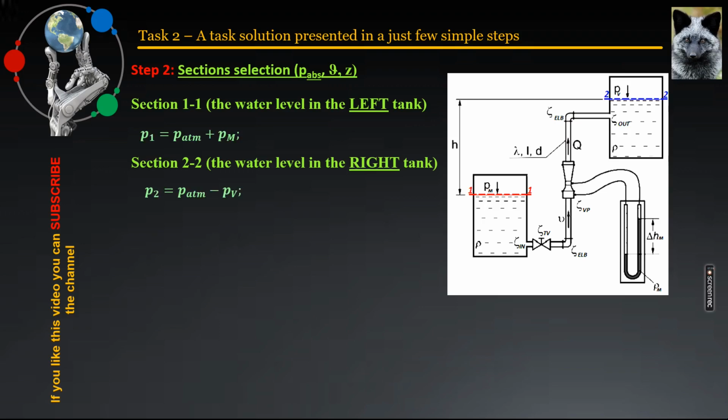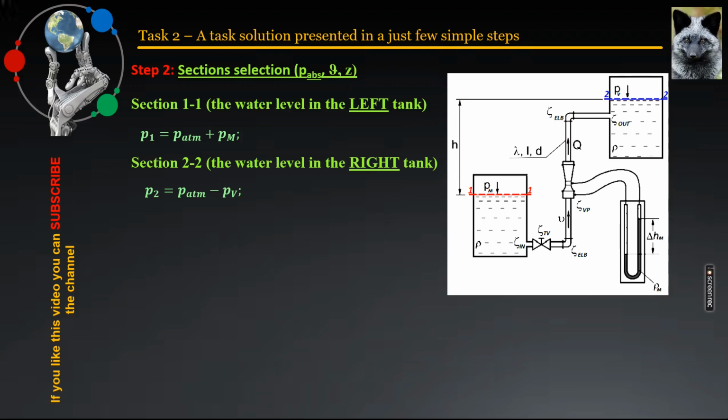For section 1.1, since the tank is closed and manometric pressure is acting, the absolute pressure will be presented as the sum of the atmospheric and corresponding manometric pressure. For section 2.2, the case is analogous, but it should be taken into account that vacuum pressure is acting there, which means that the absolute pressure will be presented as the difference between the atmospheric pressure and the corresponding vacuum pressure. The velocity in both sections will be 0.